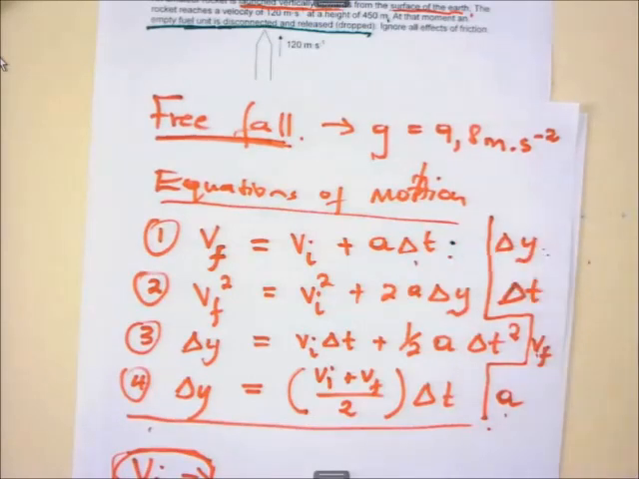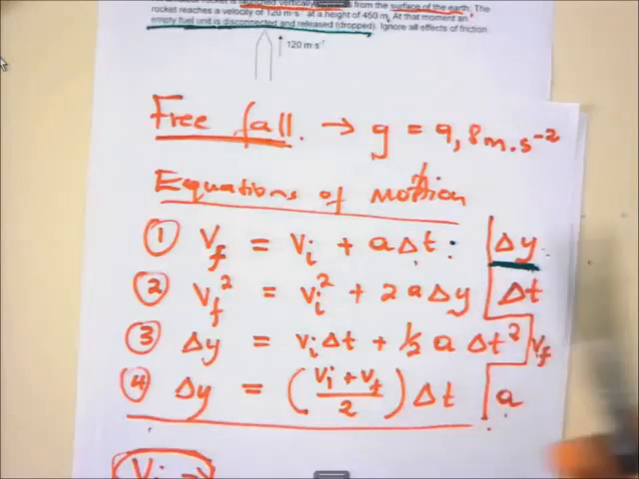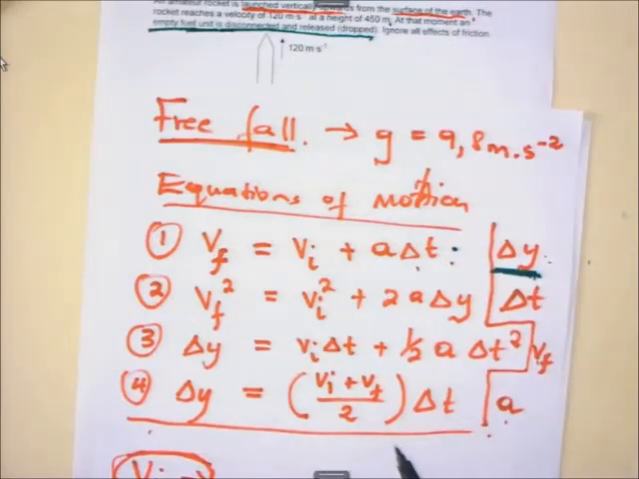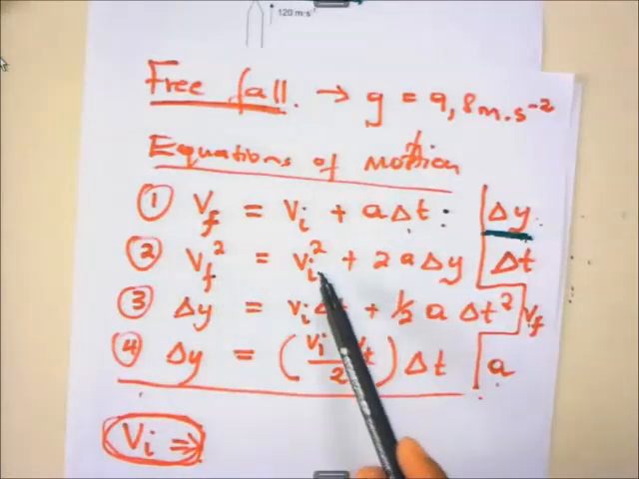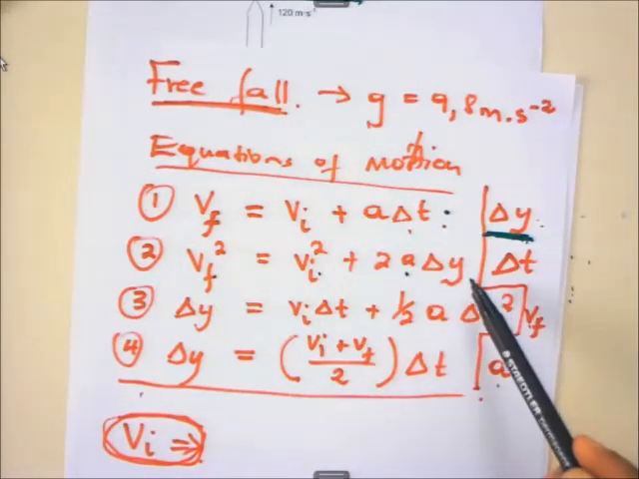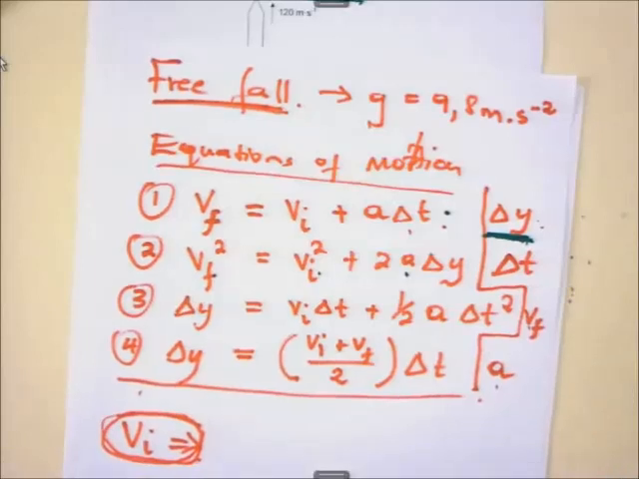Now, the first question is, can we use this equation? We cannot, because delta y is not in this equation. Can we use this equation? Yes, we can use it, because in our data we do have VF, we do have VI, and also acceleration. So the only unknown that we do not have is delta y, which is what we are required to calculate.